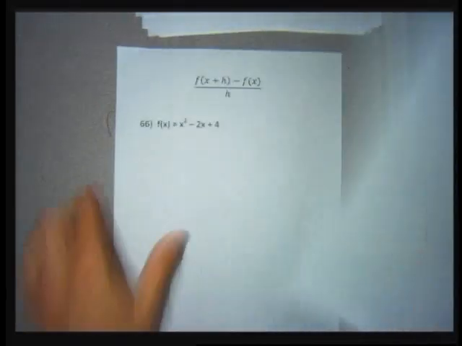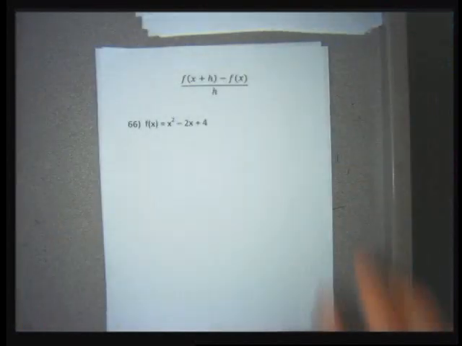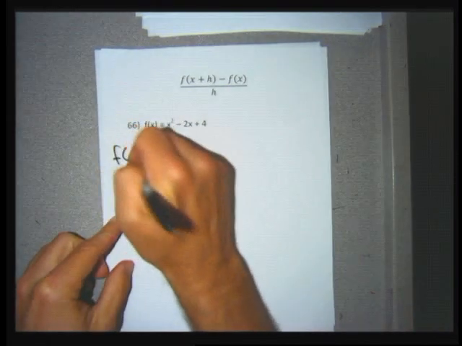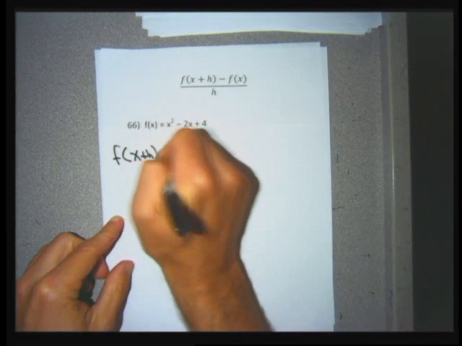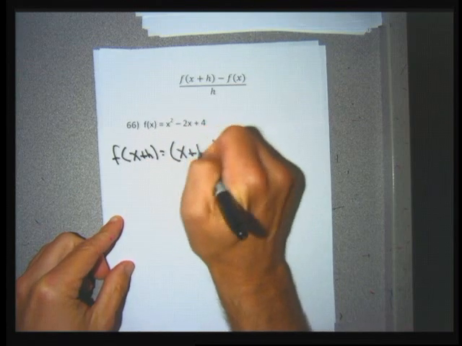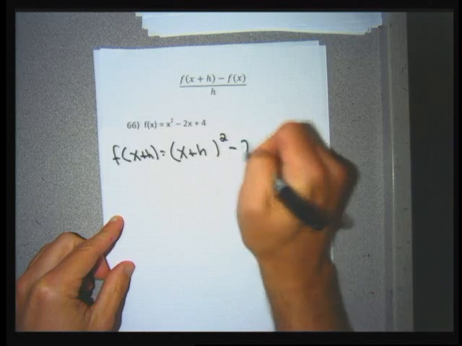All right, last problem, 66. Same deal. It's a mess. It wants me to find the difference quotient. And the f of x plus h is the hard thing to figure out. So I'm going to figure out how to change the f of x plus h in the numerator with side work. To change the f of x plus h in the numerator, I go x plus h squared minus 2 times x plus h plus 4.